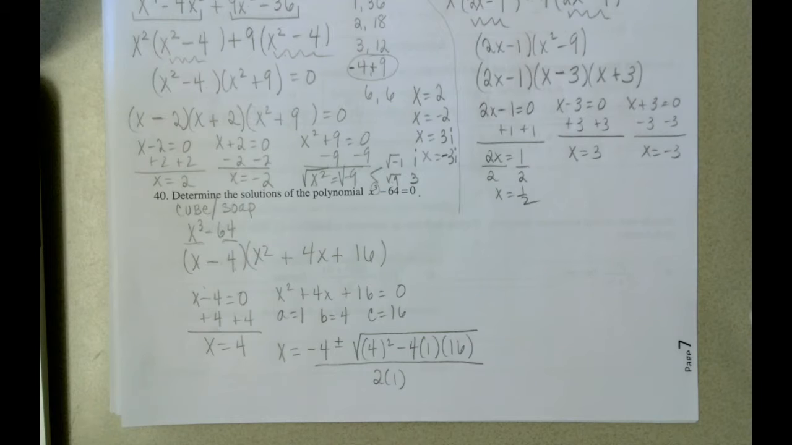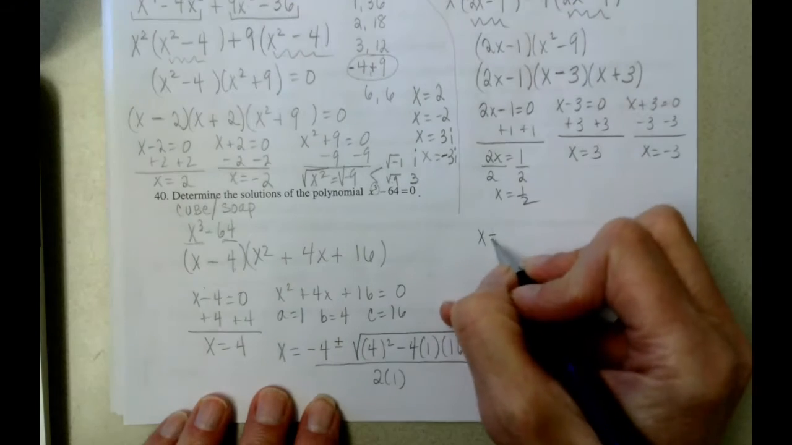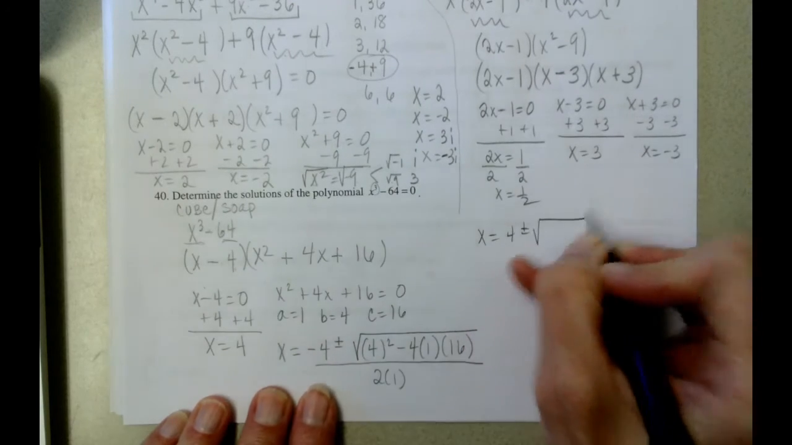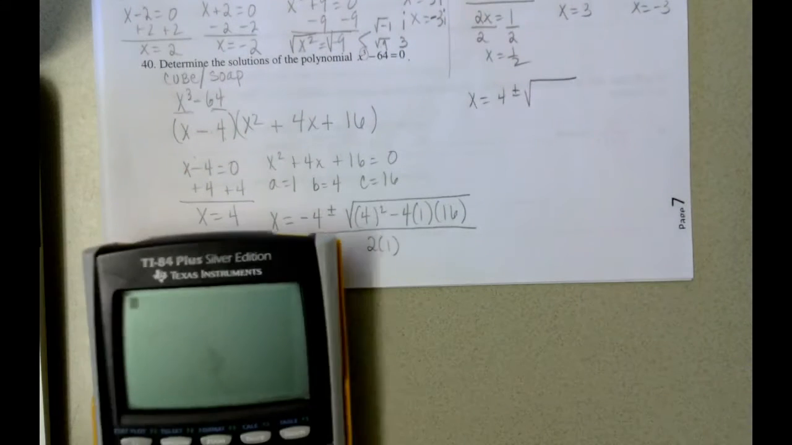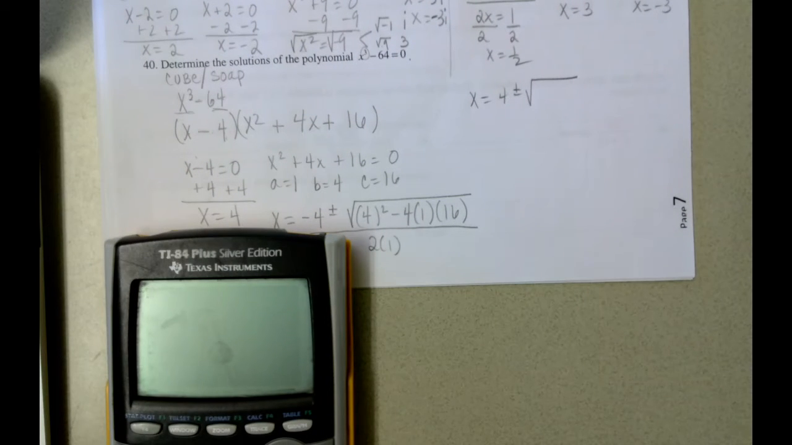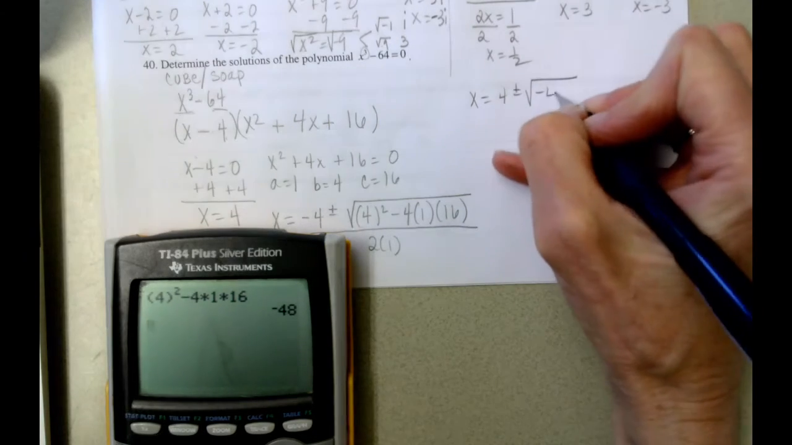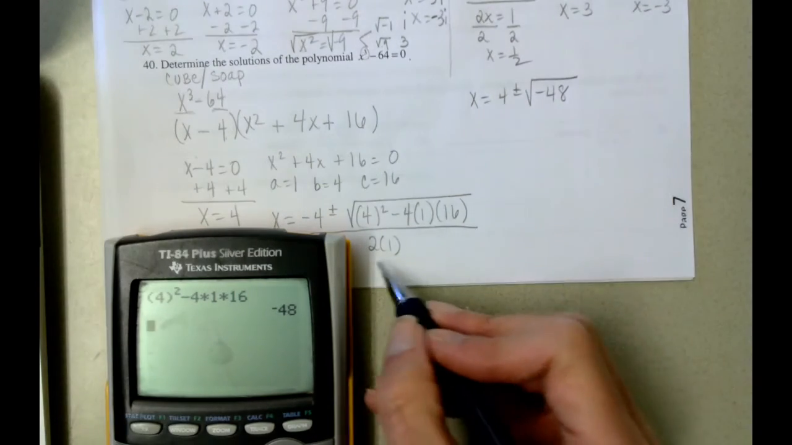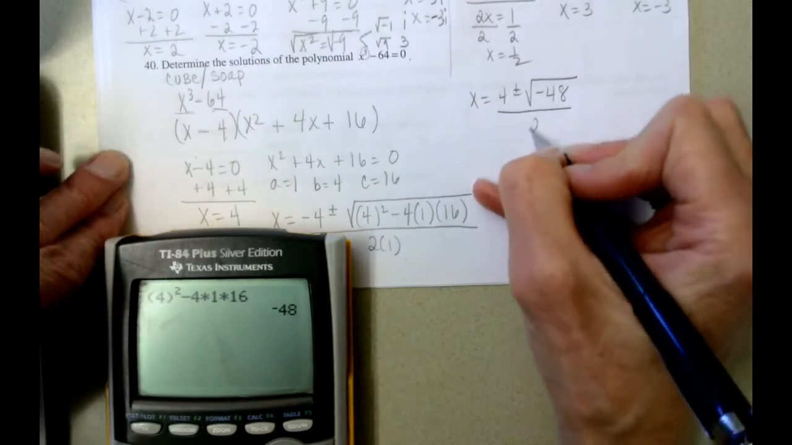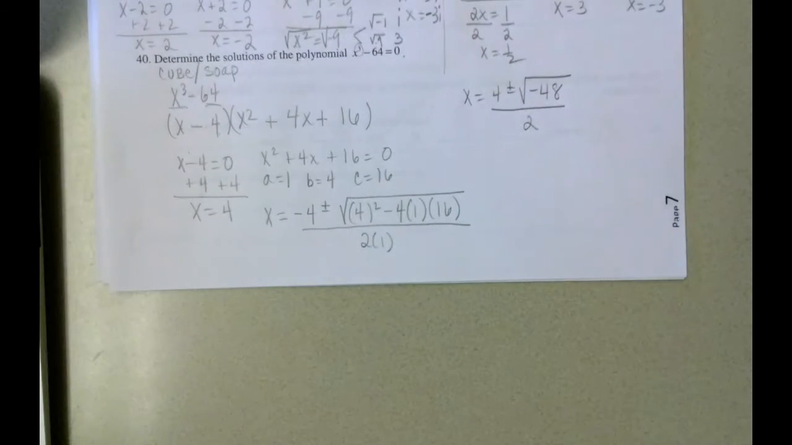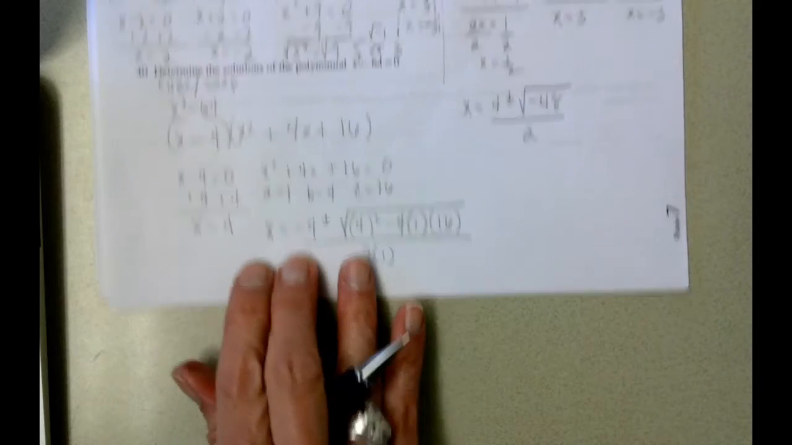But what we have now is we still have the negative 4, so x equals negative 4 plus or minus. We're going to type in what's underneath the square root. So I'm not typing in the square root. I'm going to type in 4 squared minus 4 times 1 times 16, and that's going to give us negative 48, and then 2 times 1 is 2. So I'm still okay on space. We've got one root. We're still looking for 3.